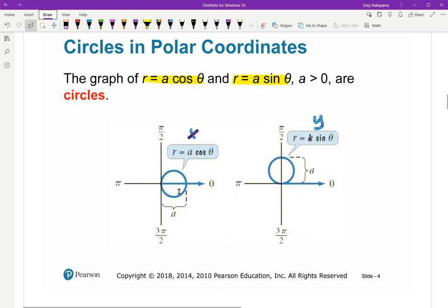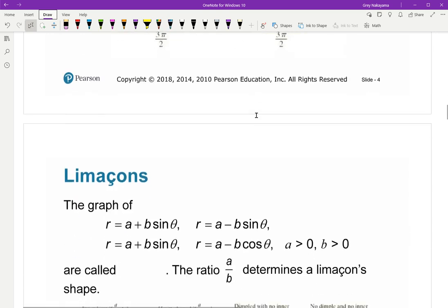Positive is going to be on the right, negative is going to be on the left. Positive is going to be up, negative is going to be down. These are just some key things to help you remember and distinguish them. But you have to remember those equations, so I would encourage you to write them down every time you do a problem in your homework.